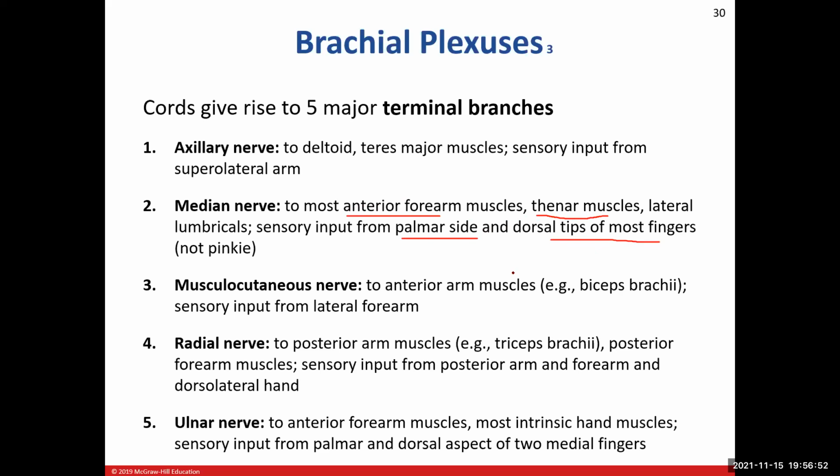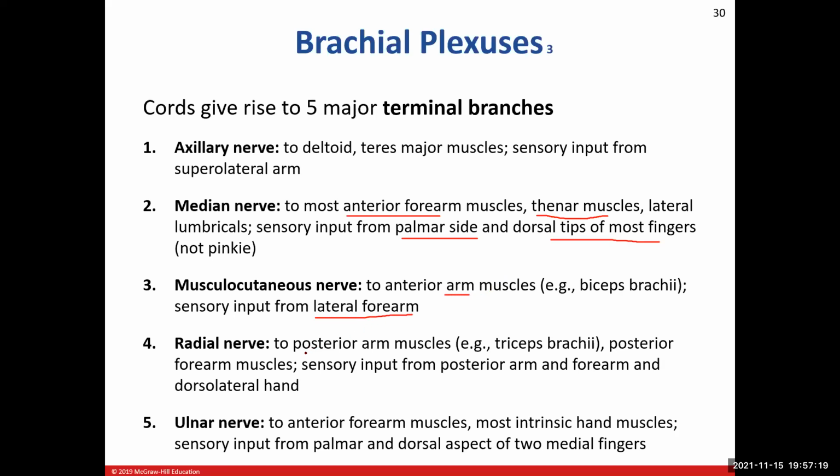Musculocutaneous, this is going to be the flexor muscles of your arm. For example, the biceps brachii, brachialis, coracobrachialis. The musculocutaneous nerve will innervate those flexor arm muscles, and then it will also give you lateral sensory innervation of the forearm.